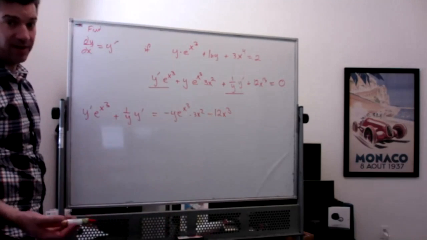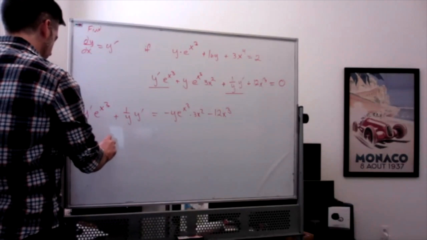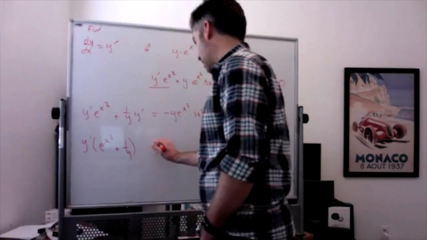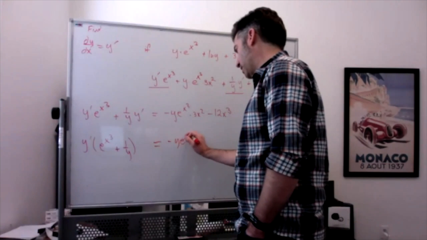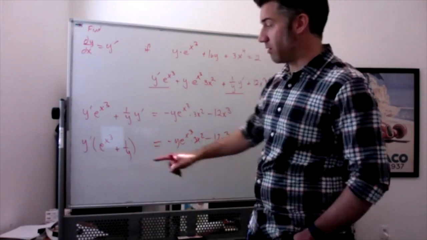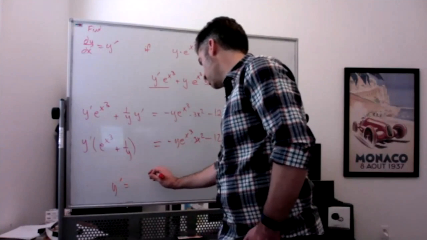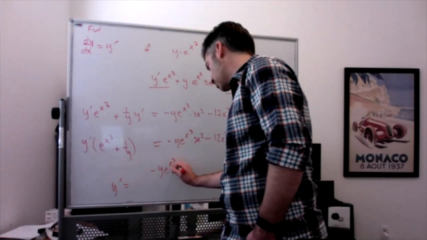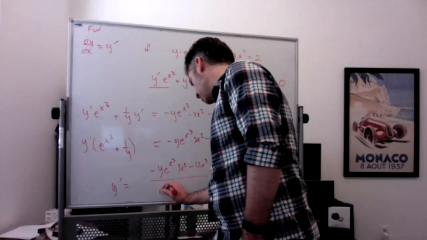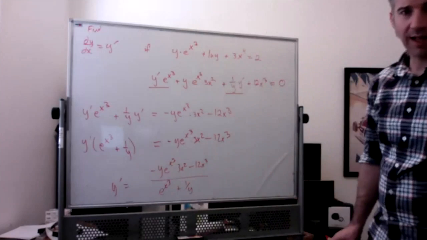Then I factor out a y prime. That's why I brought all the y prime things to one side. Factoring out a y prime, you're left with e to the x cubed plus 1 over y, still equal to negative y e to the x cubed times 3x squared minus 12x cubed. And then finally, we divide both sides by e to the x cubed plus 1 over y. So y prime is equal to negative y e to the x cubed times 3x squared minus 12x cubed, divided by e to the x cubed plus 1 over y. And I would leave it like that.